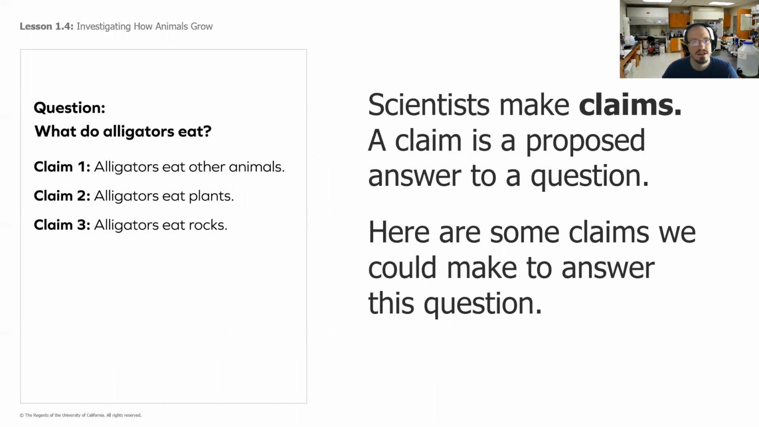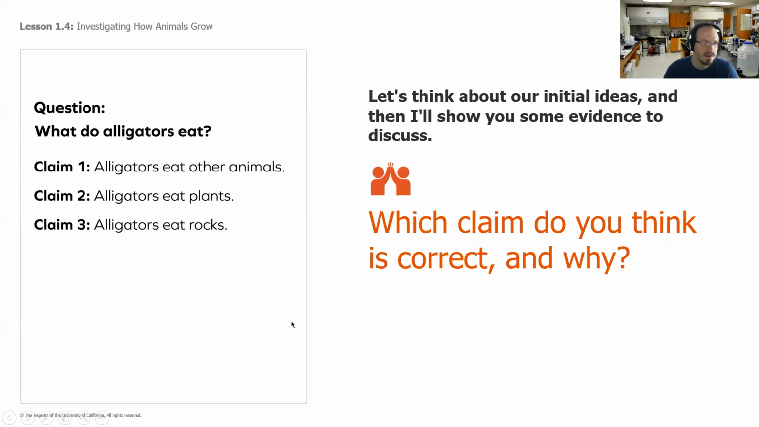So the first claim is alligators eat other animals. Second claim is alligators eat plants. Third claim is alligators eat rocks. So first, let's just think about our initial ideas, and then we'll show you some evidence to try and back these up. So before we look at any of that evidence, which claim do we think is correct and why?